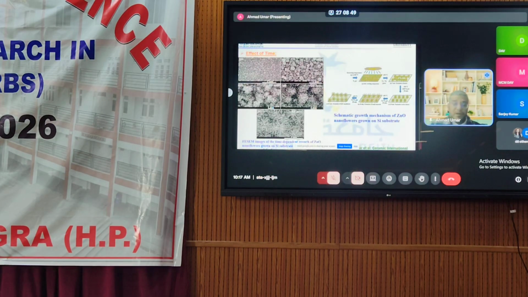And there is the effect of time also. This is a very important parameter, because time has a huge impact on the morphology of your nanomaterial. We did different experiments, and we found that with time, you can see the deviation and growth. So at 7 minutes, we got a little bit of growth on the surface of our nuclei.